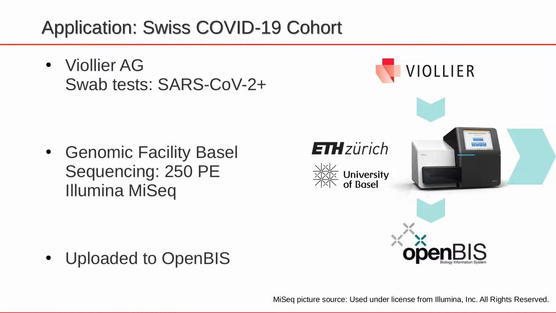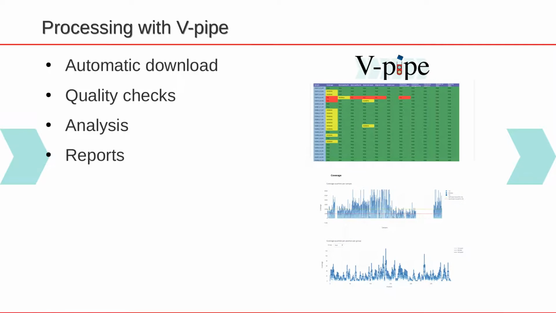Swab tests, which have been detected positive by the Viollier laboratory in Switzerland, have been obtained by the Genomics Facility in Basel. There, sequencing analysis is performed using an Illumina MiSeq, and the raw data are uploaded into an openBIS repository. VPipe takes care of automatically downloading the raw reads from openBIS, performing the analysis, also doing quality checks and making reports to assess the quality of the results.